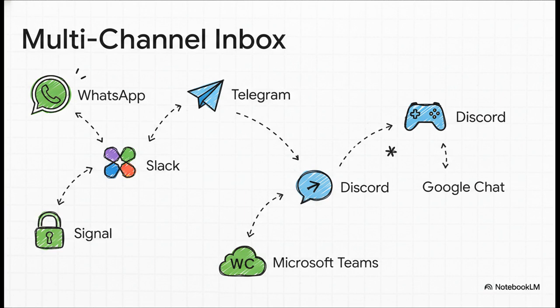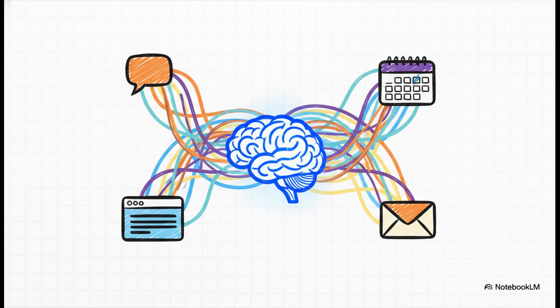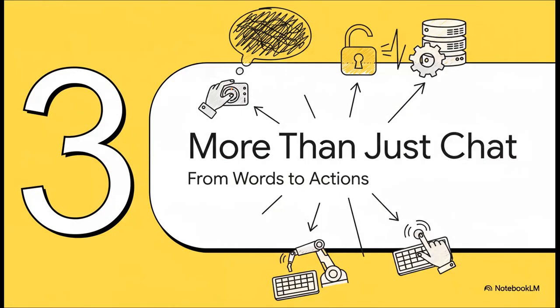There's no separate Clawdbot app you have to open. You just chat with your assistant like you text a friend. And that right there is the magic of it all. What this creates is a single, unified assistant that's just seamlessly woven into your digital life. You get one AI brain, one single source of truth for yourself, and you can get to it from pretty much any chat window you happen to have open. It is so convenient.